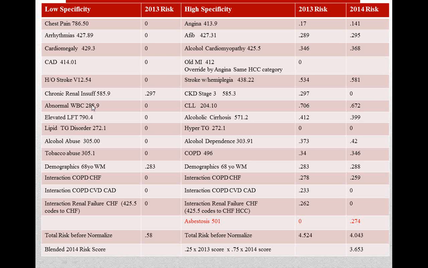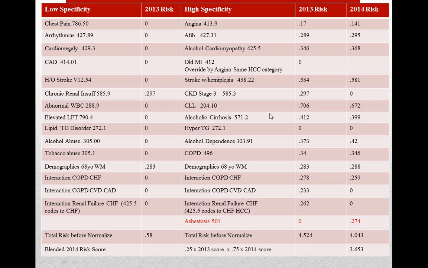Abnormal white cell, you know, they have an 18,000 white count. It's been that way for a while. CLL, but if you use the code 288.9, you're going to get no risk score, but if you use the actual CLL code, you are going to get a risk-adjusted score. Same thing with the history of the elevated liver test.